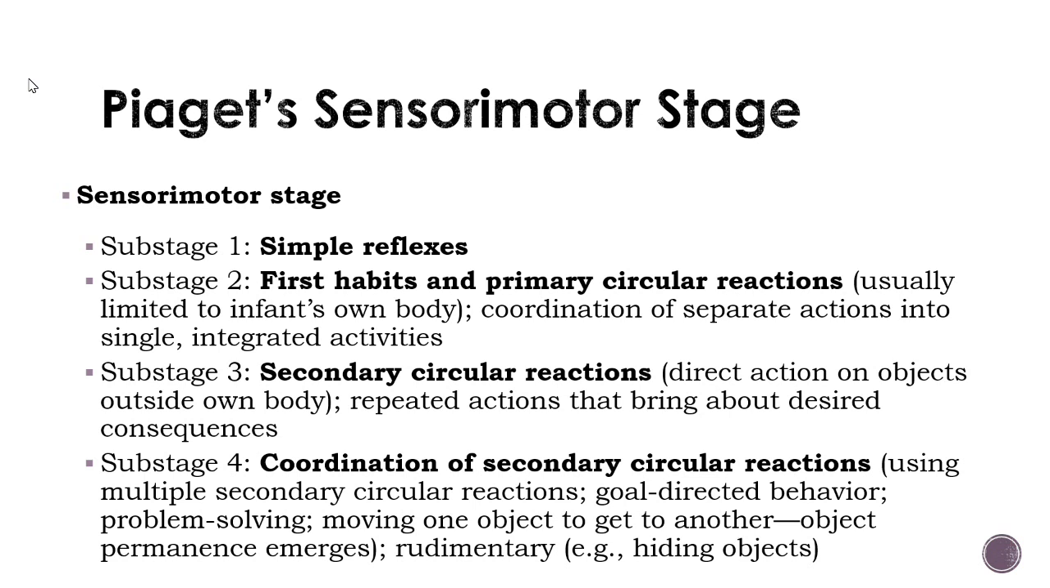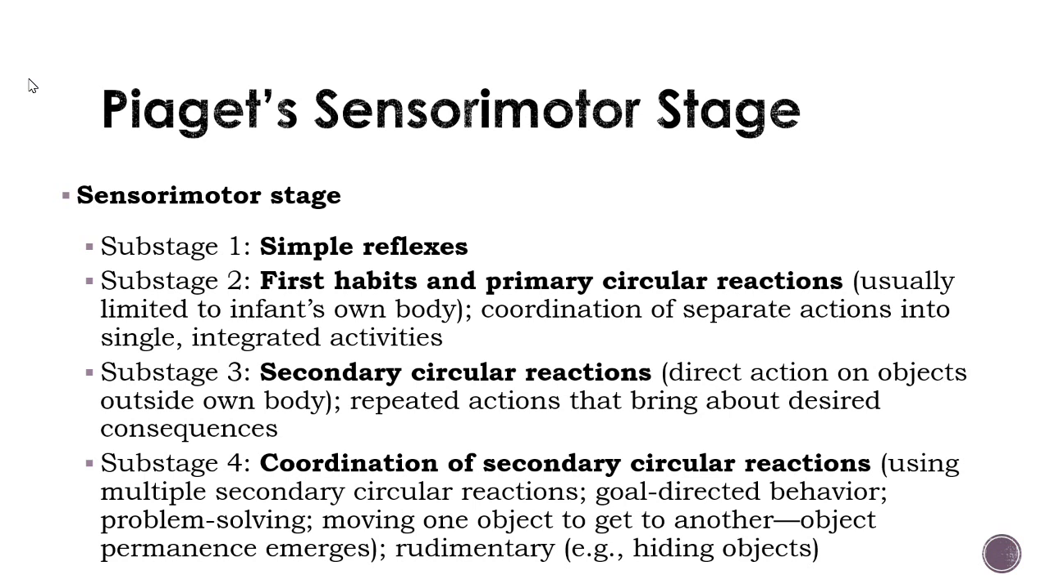The primary circular reactions and the first habits, generally those are limited to the infant's own body. Like they're sucking on their own hand. They're moving their fingers in front of their eyes and they see them. These are first habits. These are primary circular reactions where the child is fascinated with their own body and they're starting to do things with their movement on purpose for the very first time.